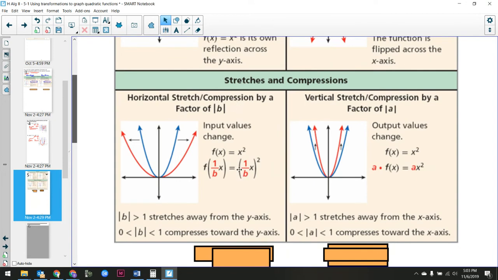Remember, for the horizontal stretches and compressions, 1 over b is the reciprocal of the value. So if I'm going to horizontally stretch it by a factor of 3, that's going to be 1/3 inside parentheses x, and that's squared, right? If I'm going to vertically stretch it by a factor of 4, that would be 4 times f of x, so 4 times x squared, okay? All right, so those are our stretches and compressions.